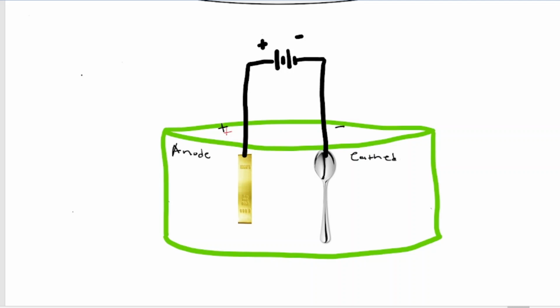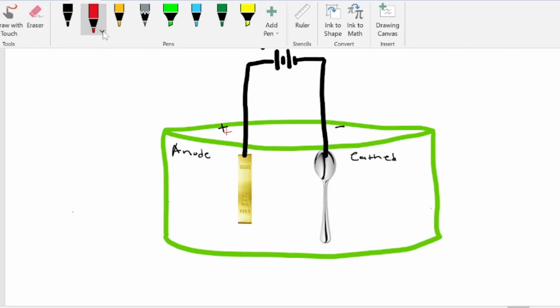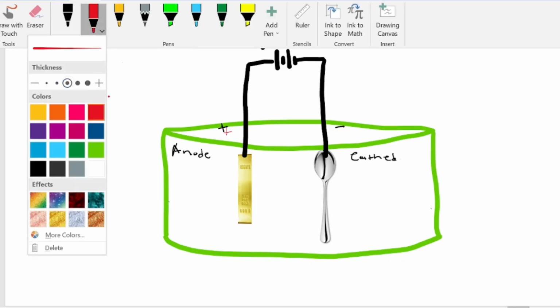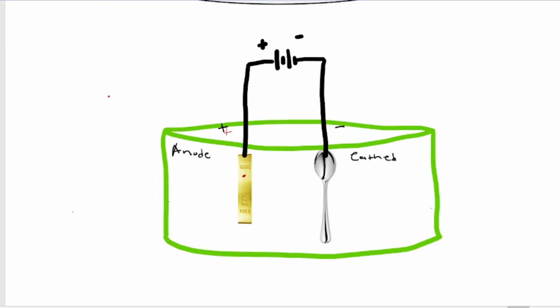Right. Because this is the positive side, electrons from this copper bar will be pulled by the battery. These electrons from the copper bar will go up like that, attracted to the positive side of the battery. When they get through the battery, they'll be pushed or repelled by the battery and they'll go to the other side of the spoon. So look what's happening here.